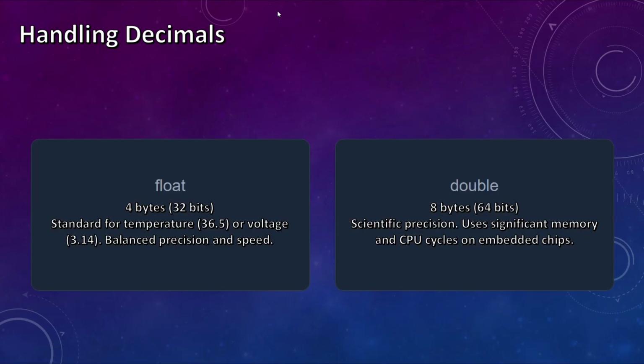Now, suppose we want to store a decimal value. For example, 36.5 degrees Celsius, or 3.14 volts, or 12.75 centimeters. An integer cannot store decimal values. That's where float becomes useful. A float allows us to store numbers that contain decimal points. This data type is widely used in sensor applications, measurements, and also in calculations.